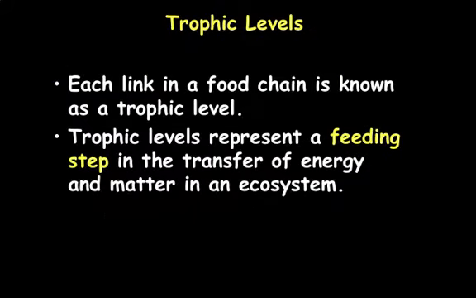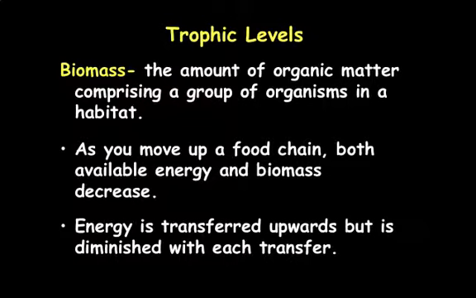Now, as we talk about the interactions between these things, we're also going to talk about where they lie on the food chain. Each link in a food chain is known as a trophic level. Trophic levels represent a feeding step in the transfer of energy and matter in an ecosystem. Biomass is the amount of organic matter comprising a group of organisms in a habitat.